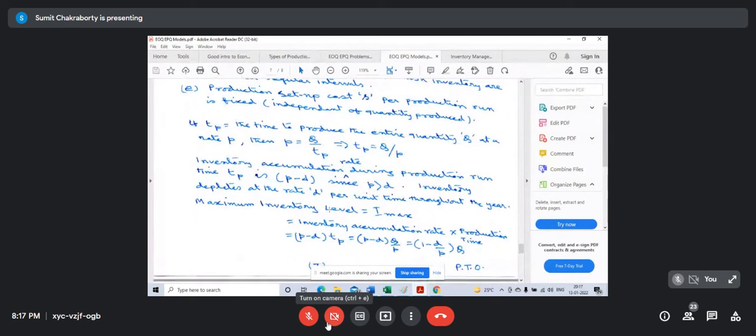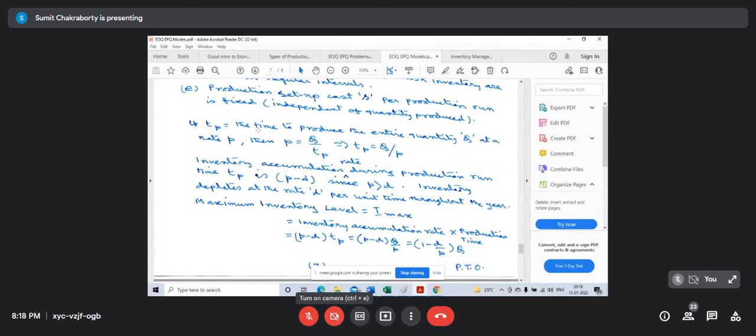Now P in the previous model, EOQ, P was the unit price. Here we have replaced capital P with PC, because capital P is the total annual production. That is why we had to replace capital P, unit price, with PC rather than capital P itself, where capital P here denotes the total annual production.